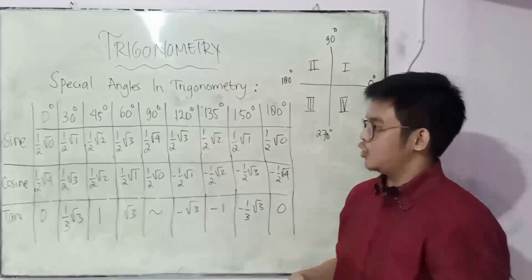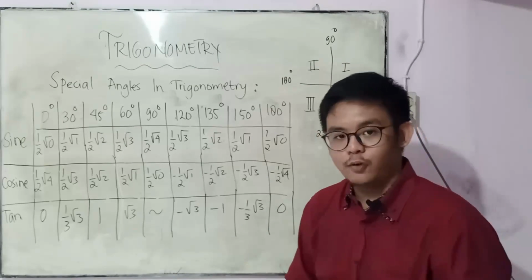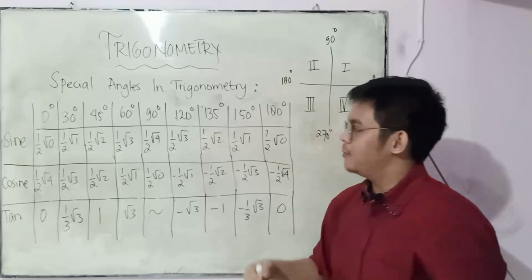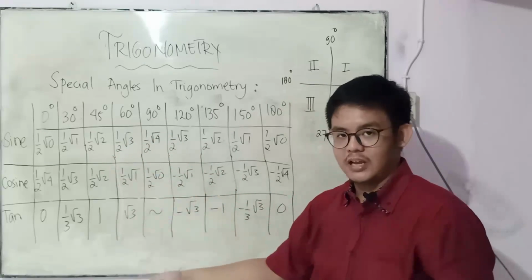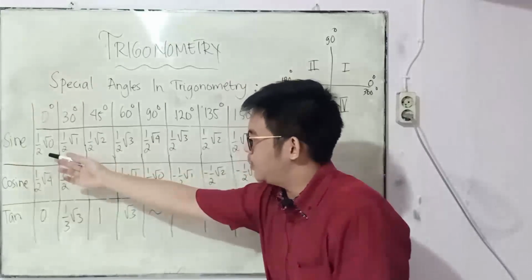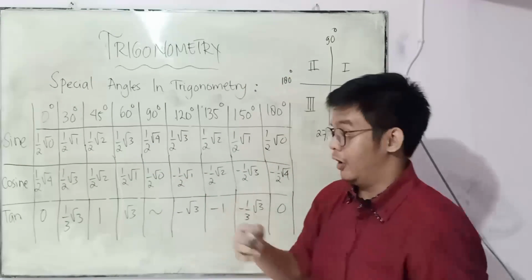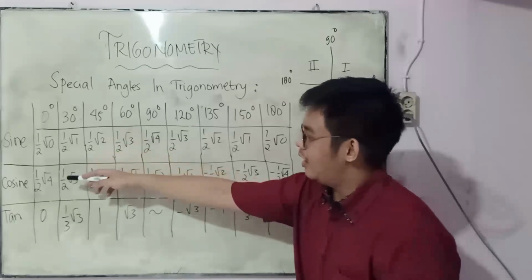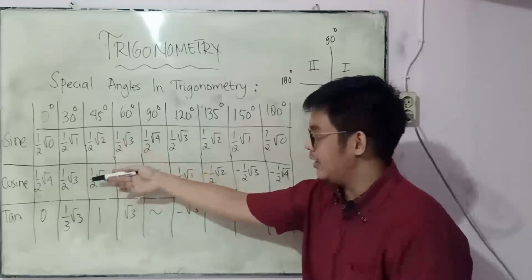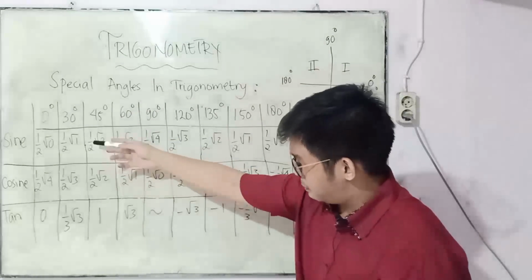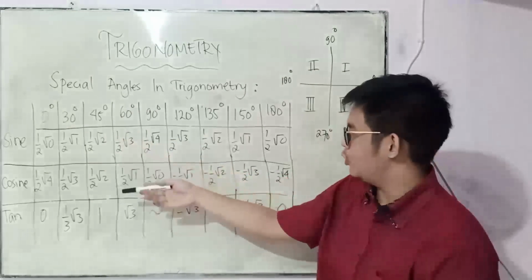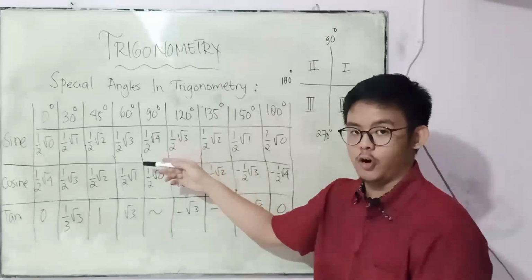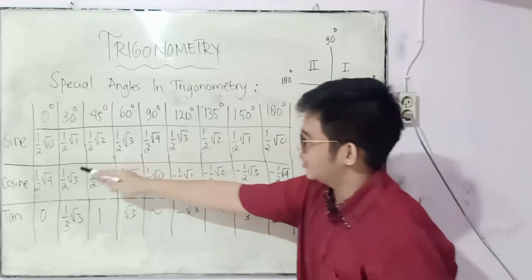Also, to make it easier for you to get these values, this is my trick actually. If we start from sine, it's going to be one half times the square root of 0. And then for sine 30, one half times the square root of 1. And then 45, a half times the square root of 2. And then we continue until 90 degrees, it is a half times the square root of 4, which is going to be 1. And then this is going to be 0.